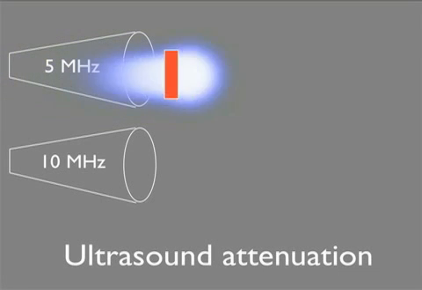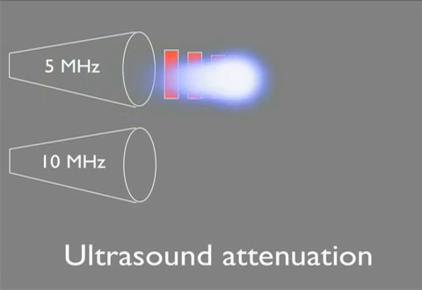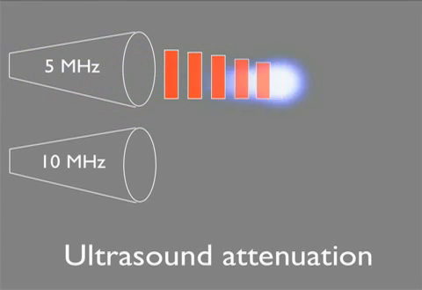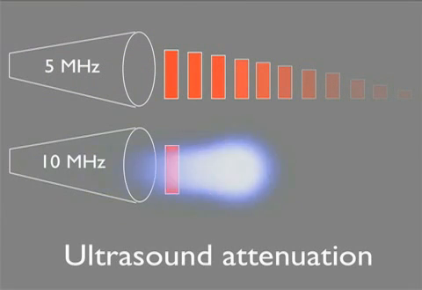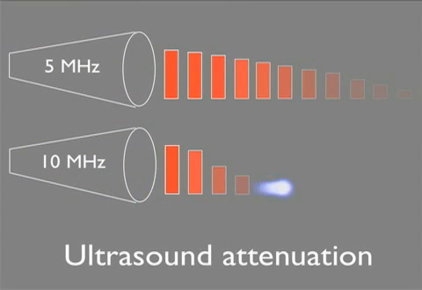Here is a graphic representation of ultrasound attenuation. Note, the lower frequency 5 MHz transducer attenuates less than the higher frequency 10 MHz transducer. The vertical bars are simply graphic representations of the energy in the ultrasound pulse.